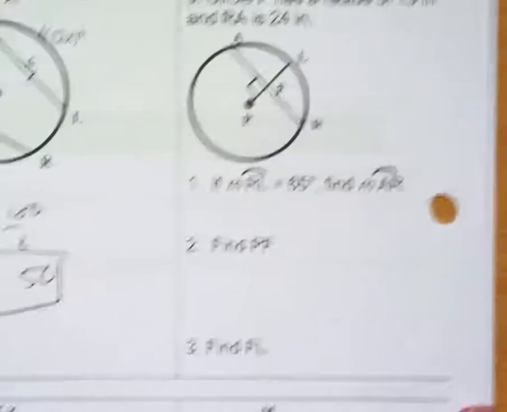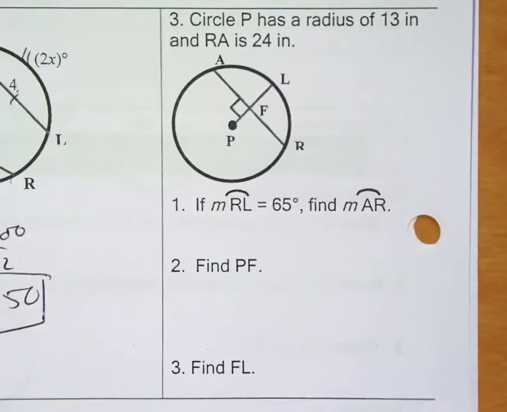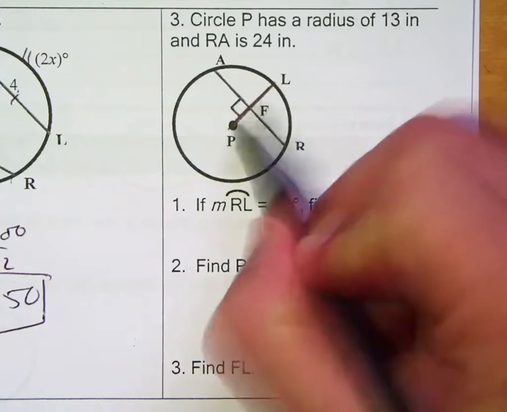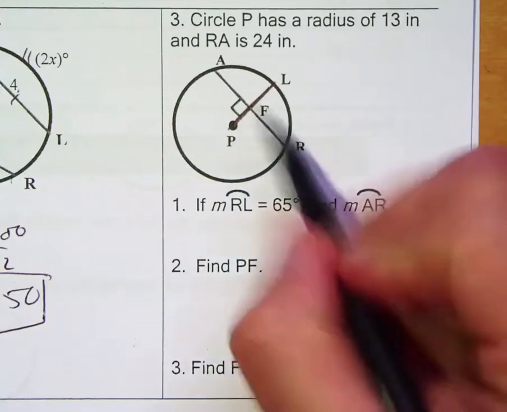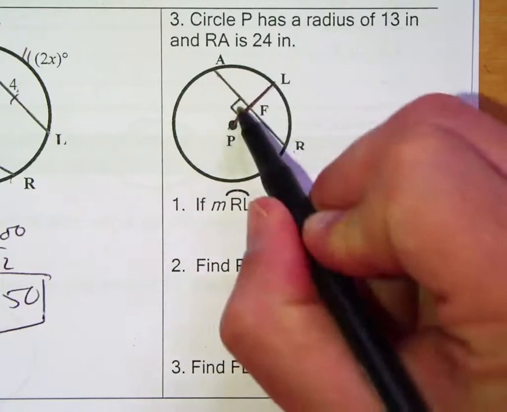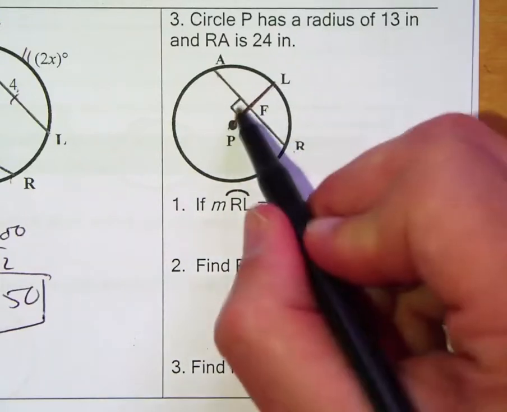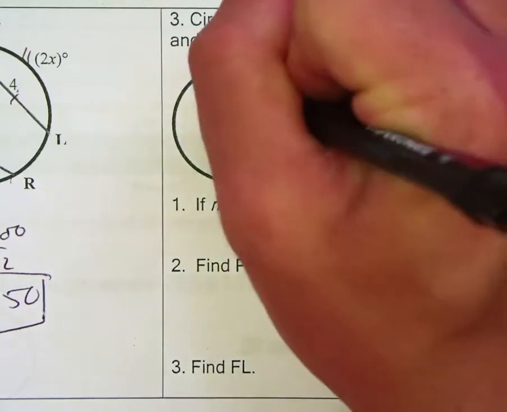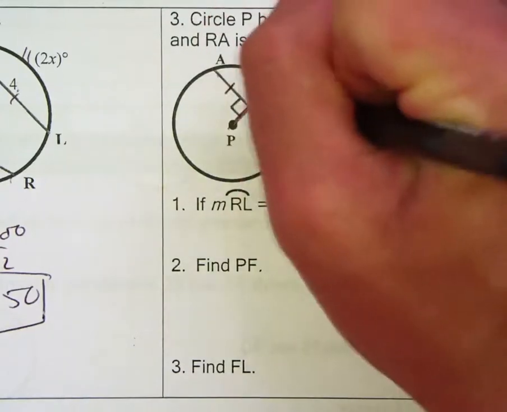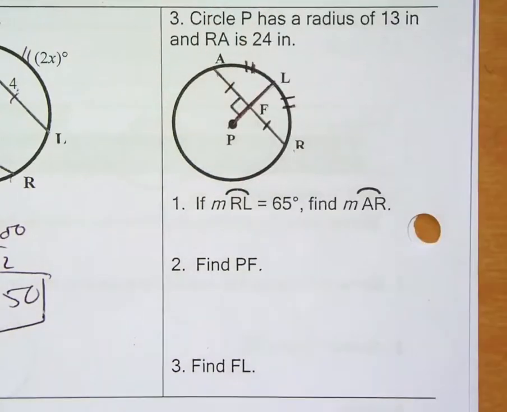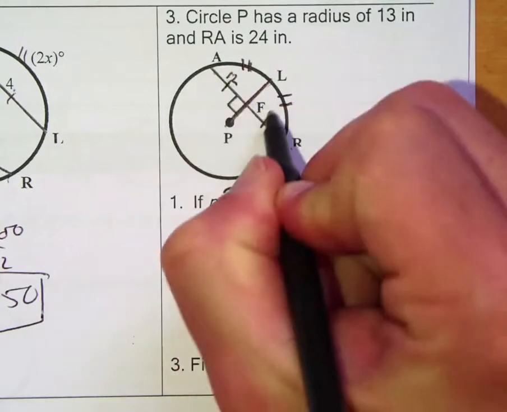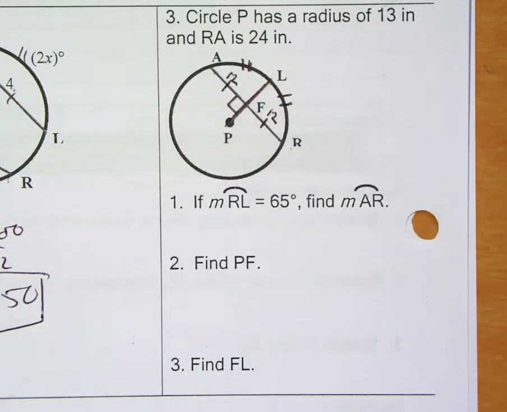Finally, this one's a little harder. Circle P has a radius of 13. So this entire segment here, PL, happens to be 13. RA happens to be 24. But here's the good news. If this is a radius and it's intersecting a chord at a perpendicular intersection, then you know the chord is bisected, and so is the arc. So if RA happens to be 24, that means this segment is 12, and that segment is 12.